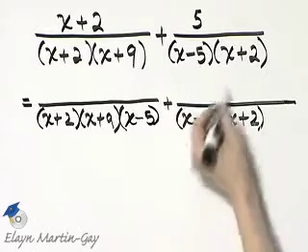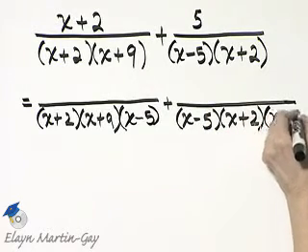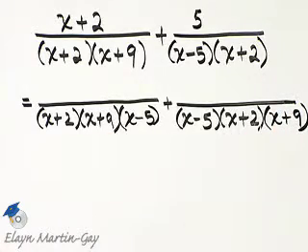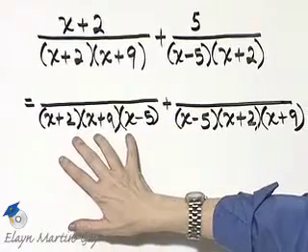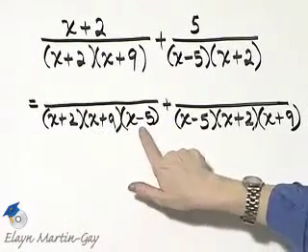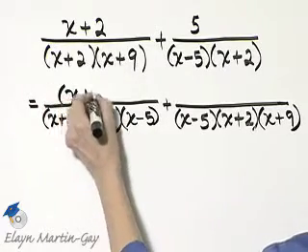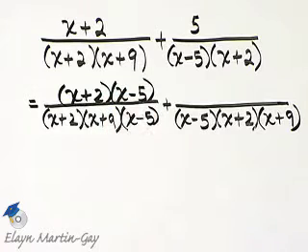And here it would be x minus 5, x plus 2, what's missing here? X plus 9. Notice these two now are the same. What do I do to this denominator to make it look like this denominator? I multiply by x minus 5. So whatever the numerator is, x plus 2, I multiply by x minus 5.